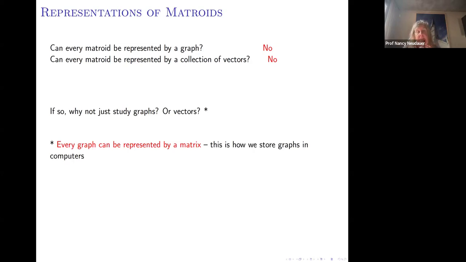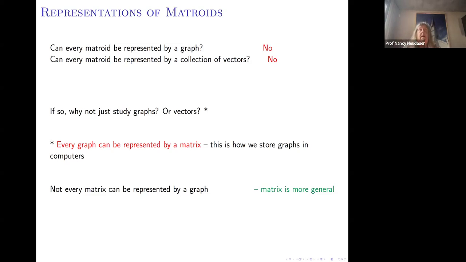In other words, we want to be able to look outside of graphs and vectors. So every graph can be represented by a matrix, right? This is how we store a graph in a computer, for example. Not every matrix can be represented by a graph. So already we know that matrix is more general than graphs. And so let's start there.